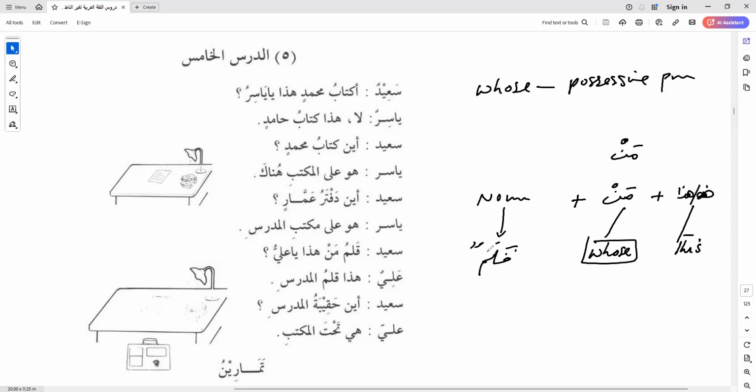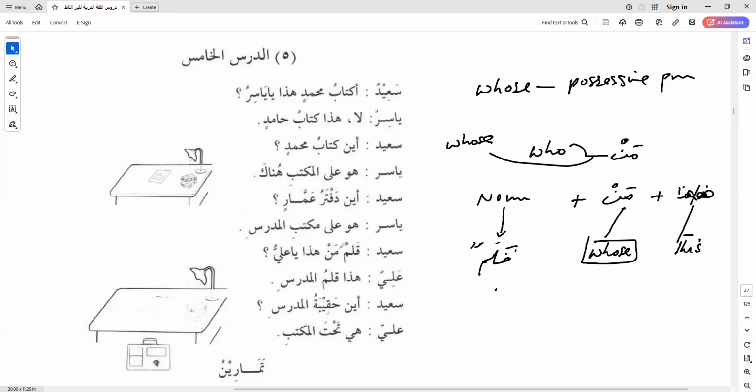Qalamu man هذا. Whose pen is this? It's a possession, isn't it? So we are done with the mudaf ilayhi. Now we are using man. Remember in our last lesson we said man is who. Now we are learning again that man can be whose. It doesn't change. It's still a relative pronoun in English, but the whose is used for possession, that something belongs to somebody.